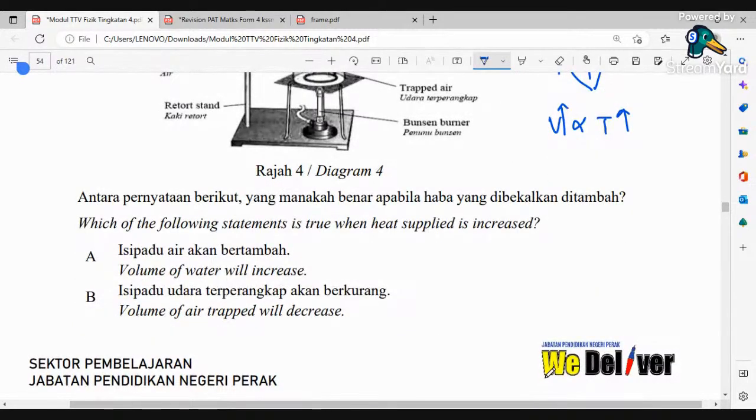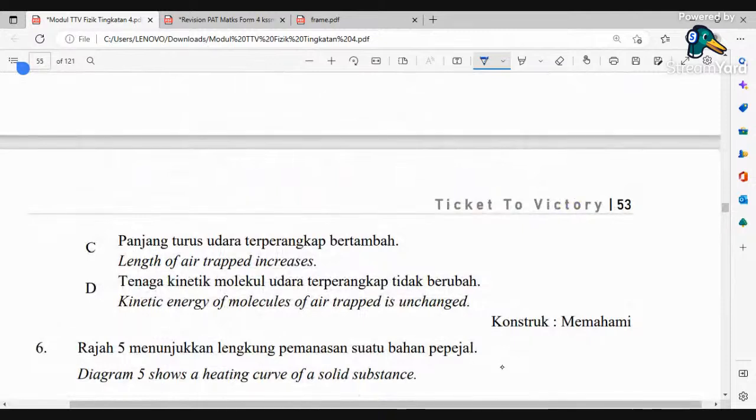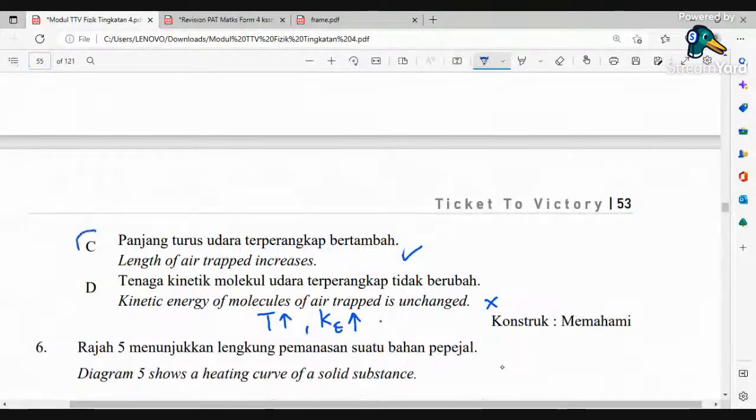Okay, let's look at here. A, volume of water increases. This one never happened. Volume of air trapped decreases, also no. Length of air trapped increases, yes. Kinetic energy unchanged, no. Of course they will change because there is a temperature change, right? Temperature increases, kinetic energy increases. So the answer, the best one, is C. Length of air trapped increases.